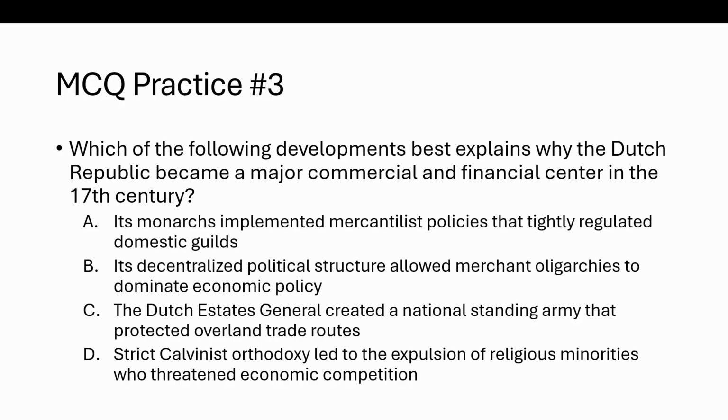And looking at D, strict Calvinist orthodoxy led to the expulsion of religious minorities who threatened economic competition. Again, post 30 Years' War, there isn't much religious conflict. This isn't something that we're going to be seeing much after Unit 2, which is the age of the Protestant Reformation and all that. So we're not going to be seeing much religious conflict from here on out. So the correct answer would be B. The decentralized political structure allowed merchant oligarchies to dominate economic policy. That's something the constitutionalist commercial republic can get behind.